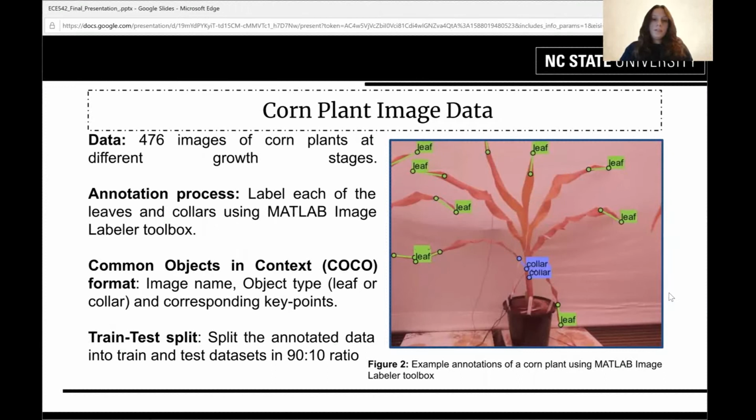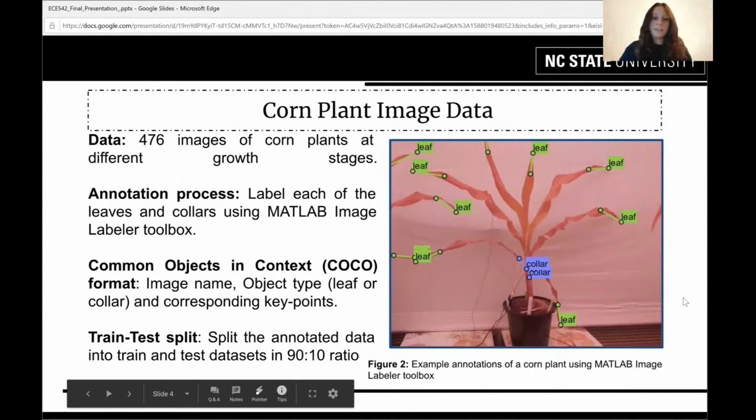So, a little bit about the image data we were given. Each team in the plant phenotyping group was given access to approximately 40 images per person, and we had to go through an annotation process. Using MATLAB's Image Labeler toolbox, we labeled each of the images of the corn plants in terms of key points. As you can see in the picture on the right-hand side, this is how we identified the leaves and the collars on each of the plants.